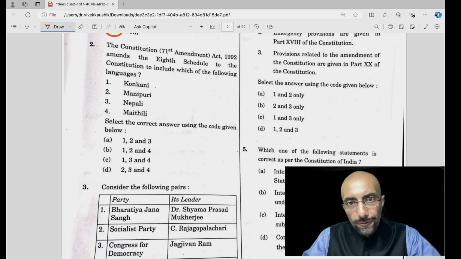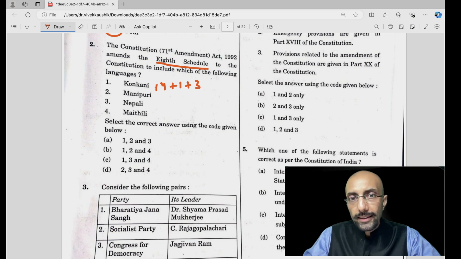The Constitution 71st Amendment Act 1992 amends the 8th schedule to the Constitution to include which of the following languages? You all know that in the 8th schedule at present we have 22 official Indian languages, but originally we had only 14 languages, and later one more language, later 3 more languages, and then later 4 more languages were added in the Constitution. So by the 71st Amendment Act 1992, Maithili was not added. It was added later. So the answer is Konkani, Manipuri and Nepali, 1, 2 and 3. So the answer is A.